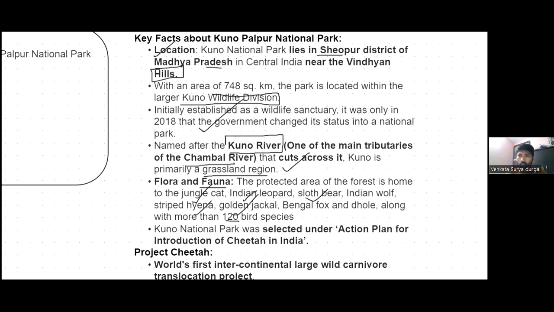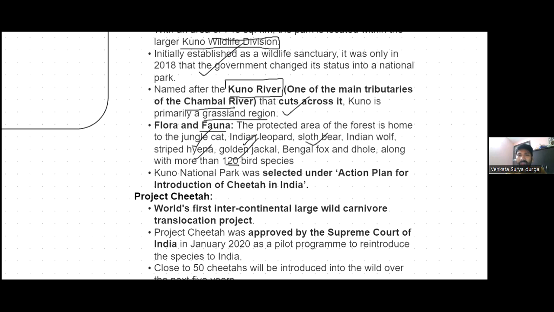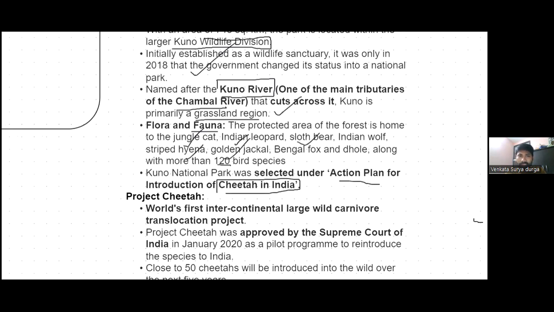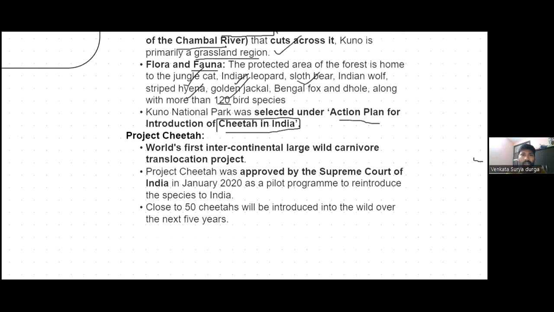Right? This Kuno National Park is selected under the Action Plan for Introduction of Cheetahs in India, the Cheetah Reintroduction Program, where the Government of India reintroduces African cheetahs from Namibia and South Africa into Kuno Palpur National Park. So, what is Project Cheetah? It is the world's first intercontinental large wild carnivore translocation project, right?